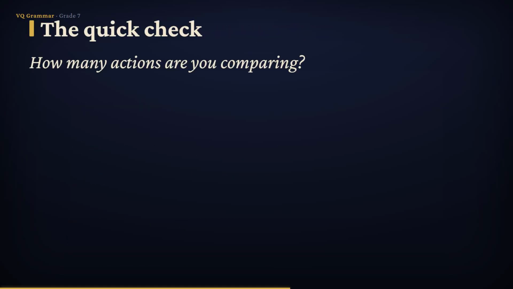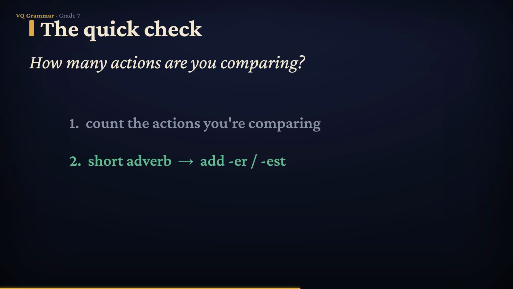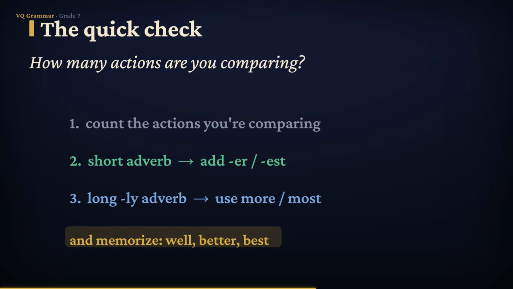Let's boil the whole lesson down to a quick check you can run on any comparison. Step 1. Count the actions you're comparing. Step 2. If the adverb is short, add er for 2 and est for 3 or more. Step 3. If it's a longer ly adverb, use more for 2 and most for 3 or more. And keep the irregulars handy. Well, better, best. Badly, worse, worst. Because those never follow the rule. Count, choose the form, and remember the rebels.